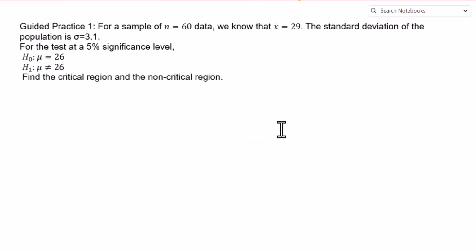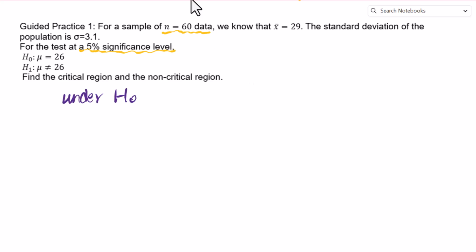Guided practice 1. For a sample n equals 60 data, we know that X bar equals 29. The standard deviation of a population sigma equals 3.1. For the test at a 5% significance level, H0, mu equals 26. H1, mu is not equal to 26. Find the critical region and the non-critical region.